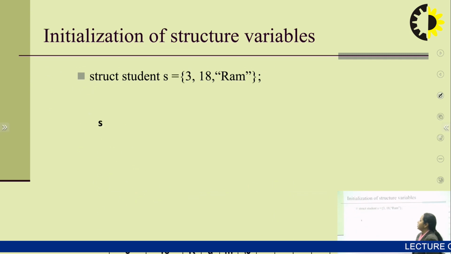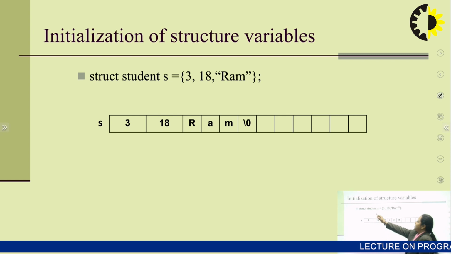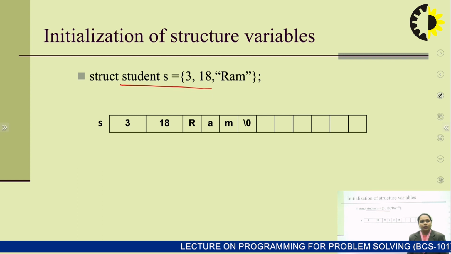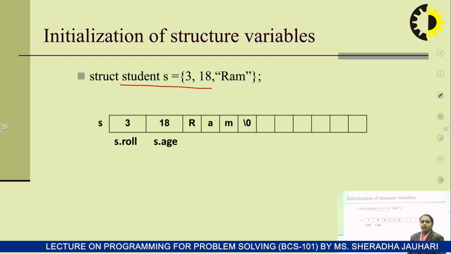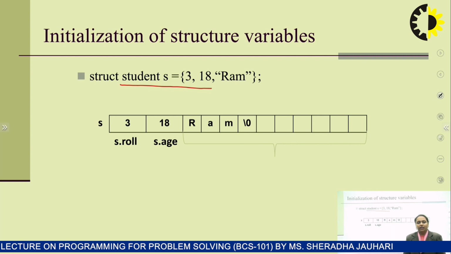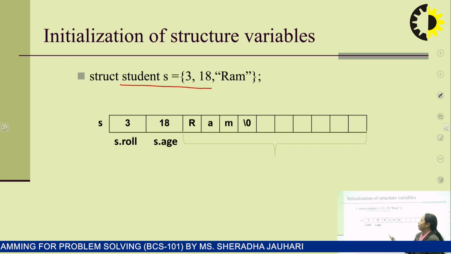Next, we can also initialize the data in a single statement like this. Here it is written struct student s equals, within curly braces, 3, 18 and Ram. The main thing while initializing the values of structure variables in this way is the sequence. In whatever sequence we have defined the structure variables, in the same sequence we have to provide the values here, meaning the order in which we declared the variables within the structure definition.